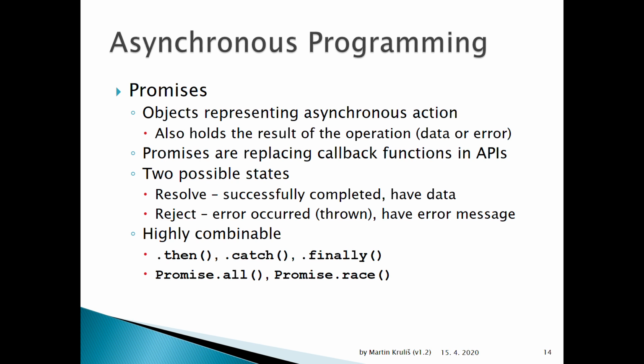A promise itself has two possible states. It can be either resolved or rejected, meaning after it's settled, so after it's done. Resolved means the operation ended successfully and the promise itself holds the data. Rejected means that an error occurred, an exception was thrown, for instance, and the promise itself holds the error message or the exception object.